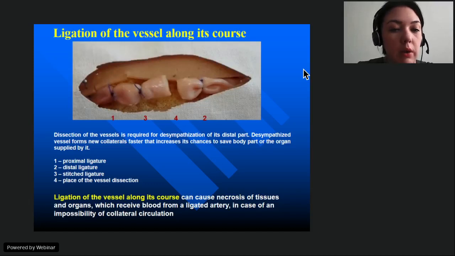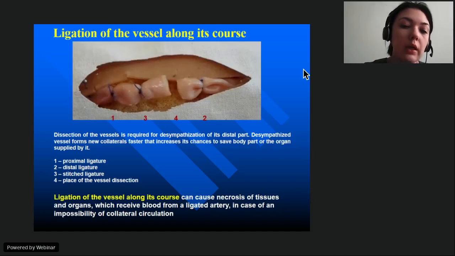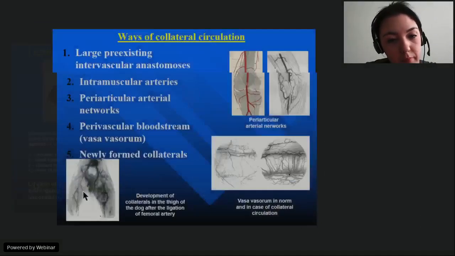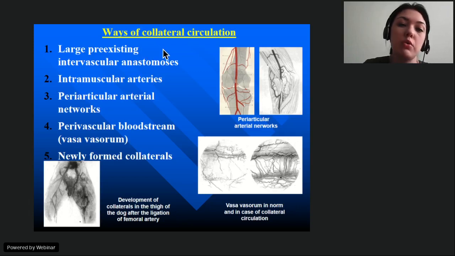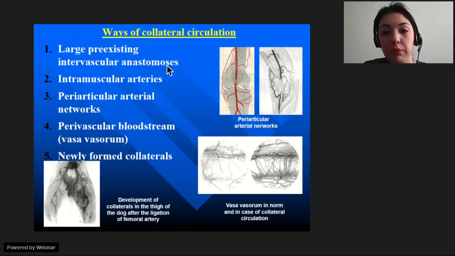Ligation of the vessel along its course can cause necrosis of tissues and organs which receive blood from a ligated artery in case of an impossibility of collateral circulation. So which ways of collateral circulation exist? First, there are large pre-existing intravascular anastomoses. Those anastomoses which we have already discussed, for example, the scapular arterial circle in the upper limb. Then intramuscular arteries, so inside the muscle.